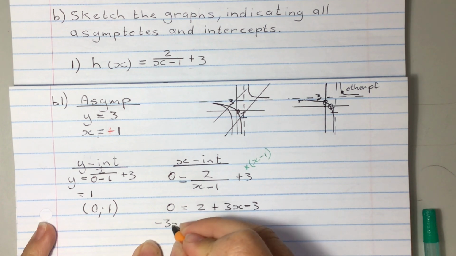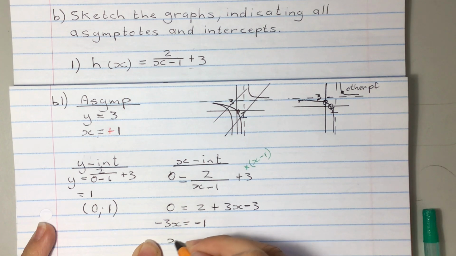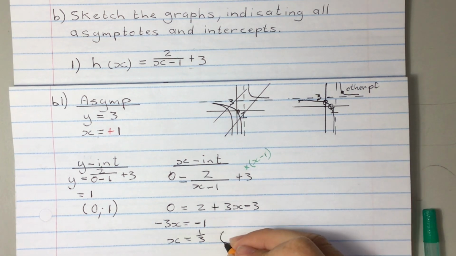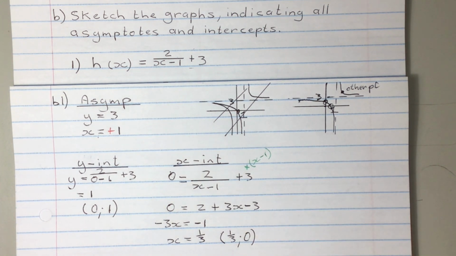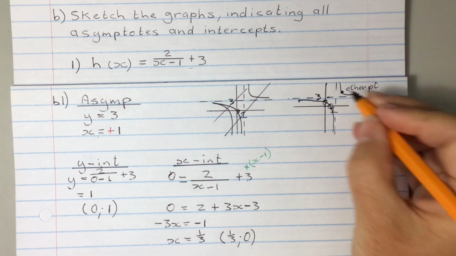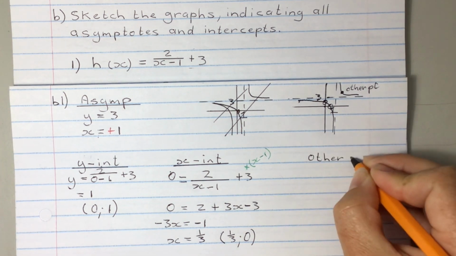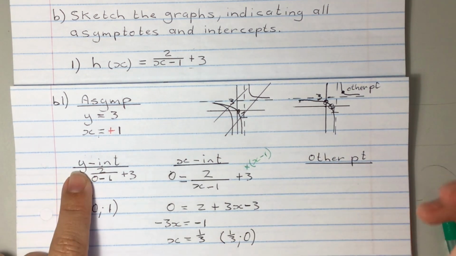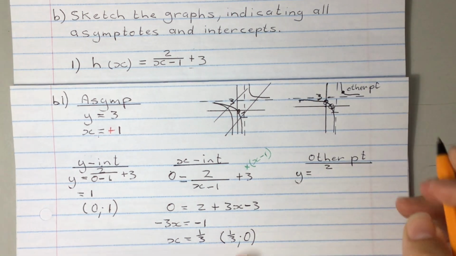So -3x is equal to -1, and so x is equal to 1/3. And so we have the point (1/3, 0). Finally, we need to work out another point for that piece of our graph. And all we're going to do is substitute in a value for x, like we did for the y-intercept. But instead of 0, we've got to choose a different value.